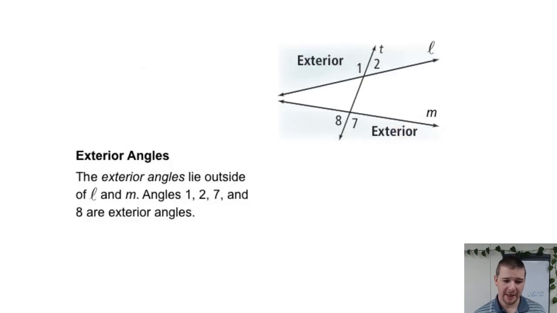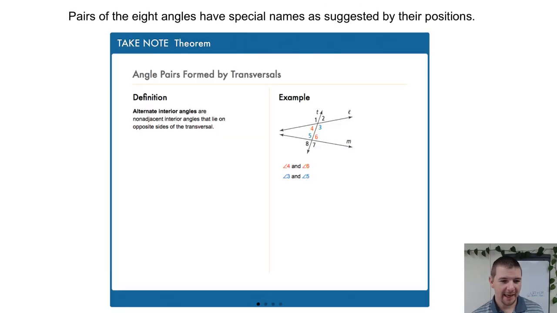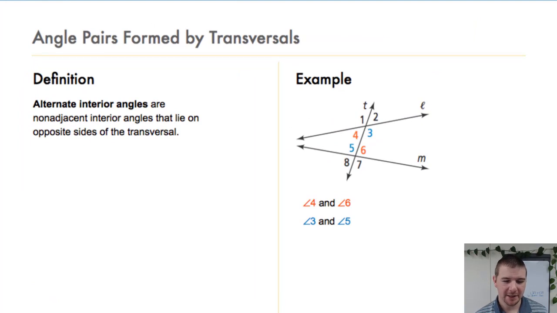Similarly, exterior angles lie outside of L and M. Angles 1, 2, 7, and 8 are exterior angles. Pairs of the 8 angles have special names, as suggested by their positions. Alternate interior angles are non-adjacent interior angles that lie on opposite sides of the transversal.